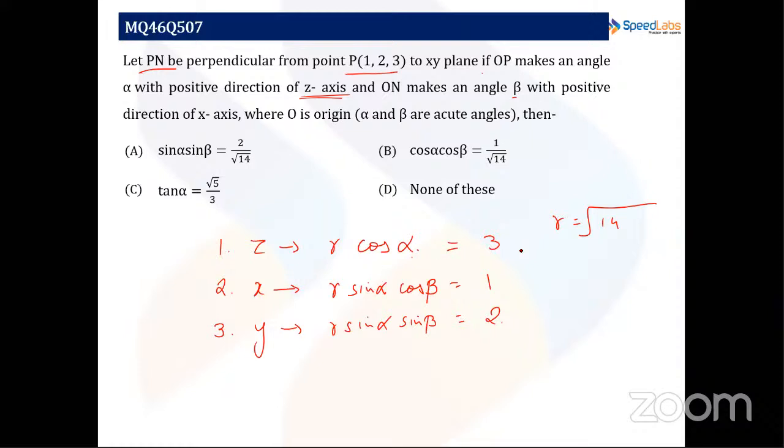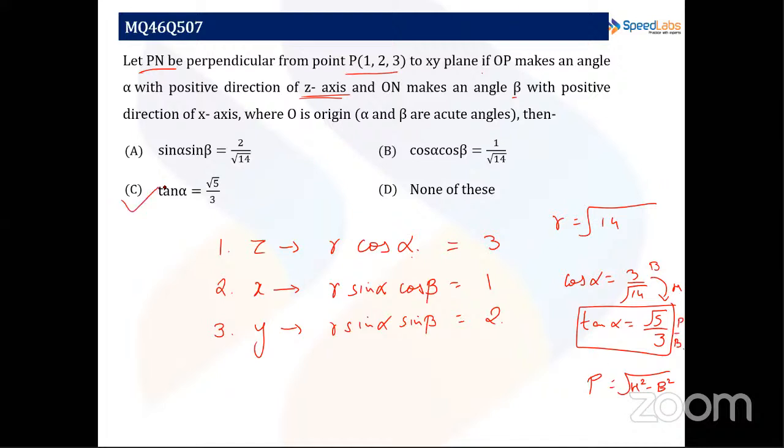So cos alpha will come out to be 3 by root 14. We can find the value of tan alpha from here. So tan alpha will come out to be, 14 minus 9, that is 5, so root 5 by 3. See, I am using the Pythagoras theorem here. This is base and this is hypotenuse, so we can find the perpendicular. Perpendicular is equal to the root of hypotenuse square minus base square. So tan is perpendicular upon base. So our option number C is correct.